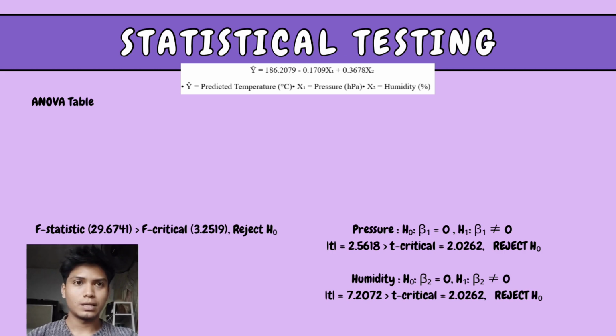And now let's test each parameter individually, starting with pressure. For the result, since our t value exceeds the critical value of 2.03 and the p value is less than 0.05, we reject the null hypothesis. Next, we test the humidity with t equals 7.21, much higher than our critical value, so we reject the null hypothesis.